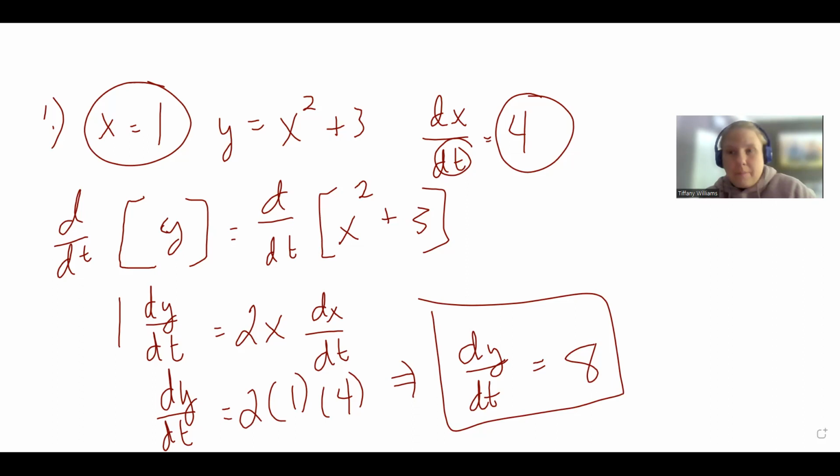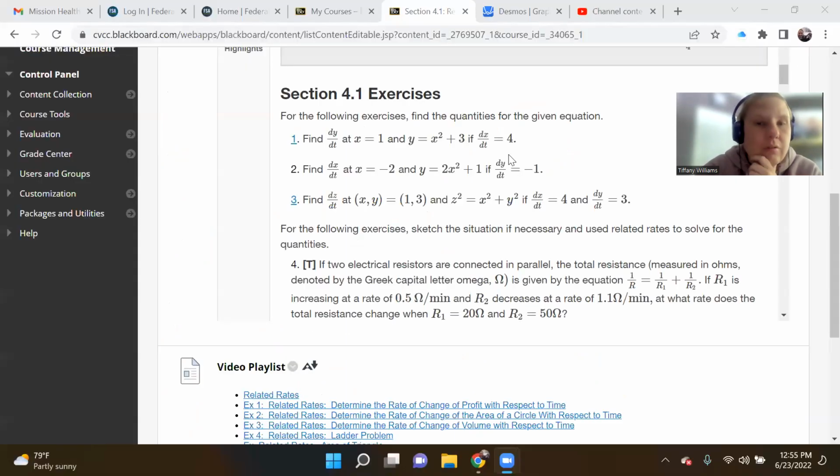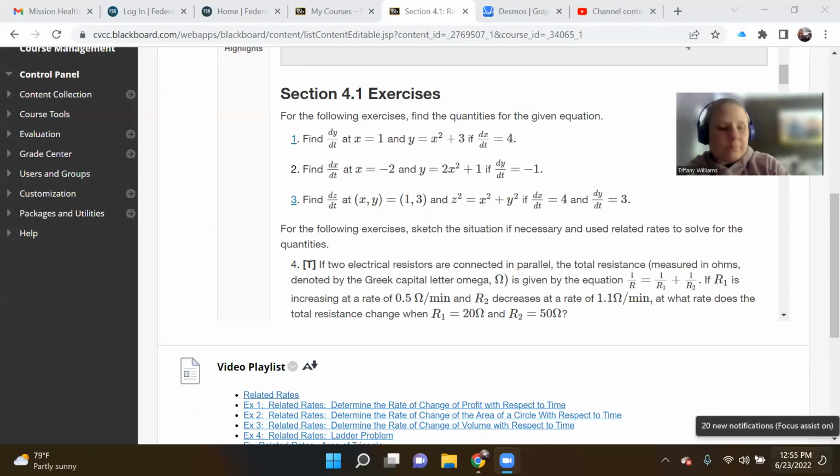Okay, so that's that problem. I want to do one more of these types of problems before we move on. So I'm going to clear this out, do a new share, and we are going to look at number 3. Same type of problem here. Number 3, find dz dt at x comma y equals 1 comma 3 and z squared equals x squared plus y squared if dx dt equals 4 and dy dt equals 3.